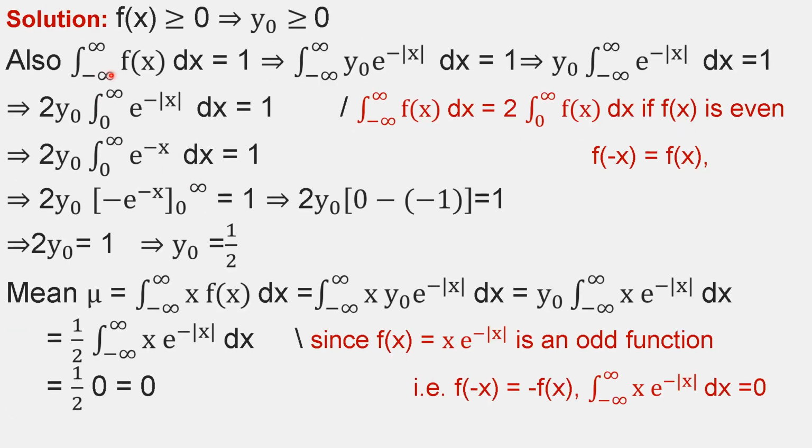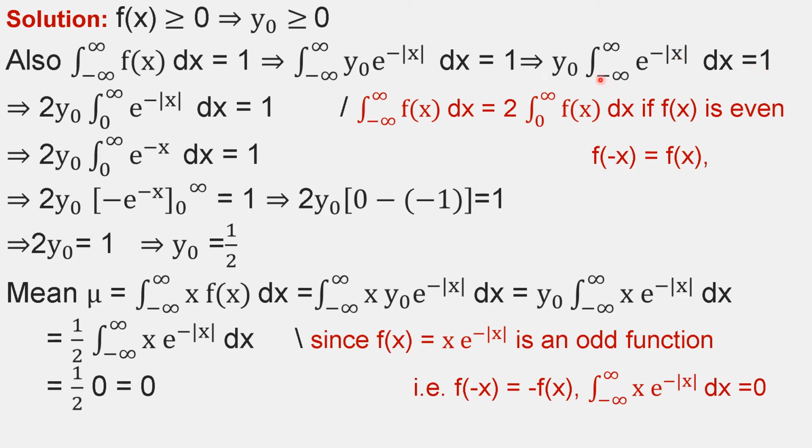The second condition is that the integral of f(x) with respect to x from minus infinity to plus infinity must be equal to 1. Here x goes from minus infinity to plus infinity, and in the question f(x) is given as y naught into e power minus mod x. So straight away you can substitute f(x) as y naught into e power minus mod x. Since y naught is a constant, we can keep it outside the integral sign. So y naught times the integral from minus infinity to plus infinity of e power minus mod x dx must be equal to 1.